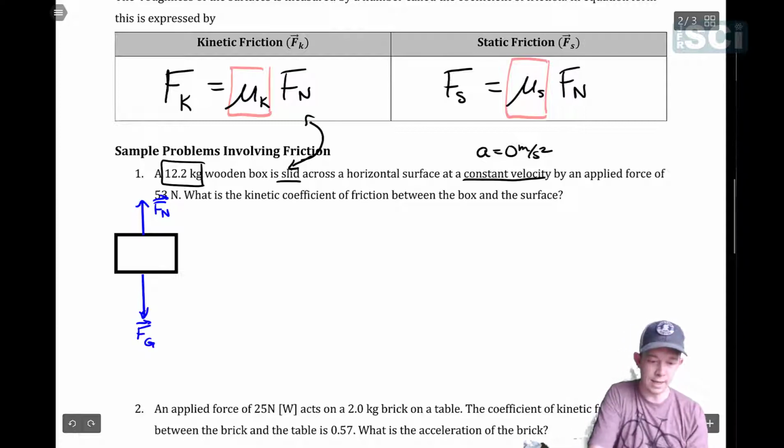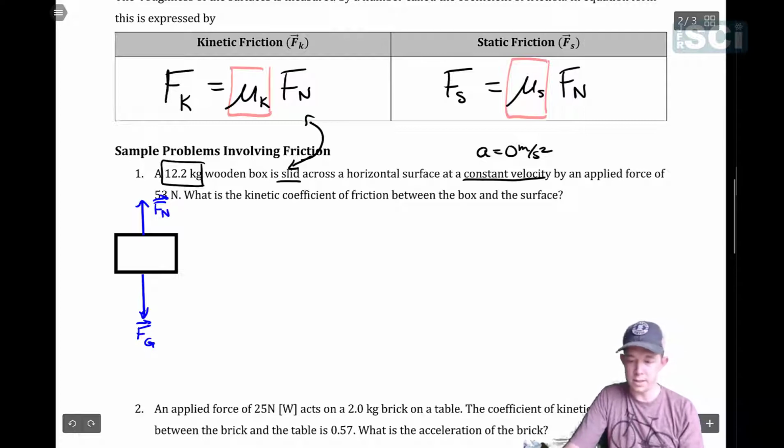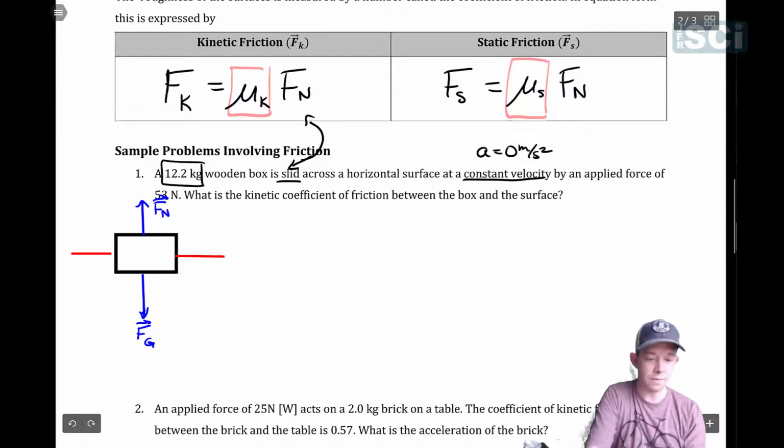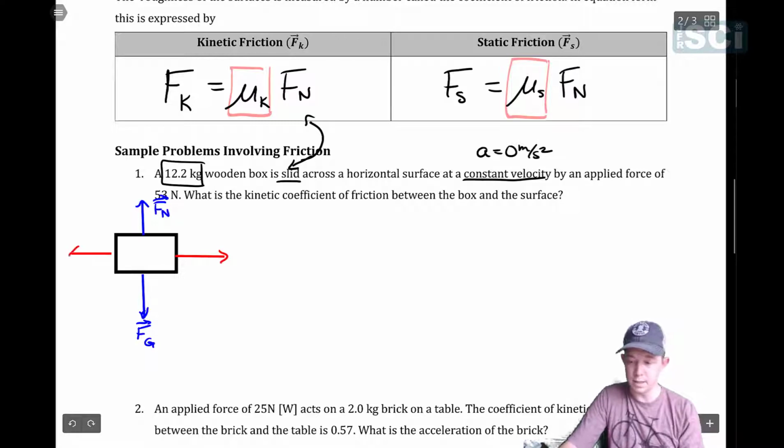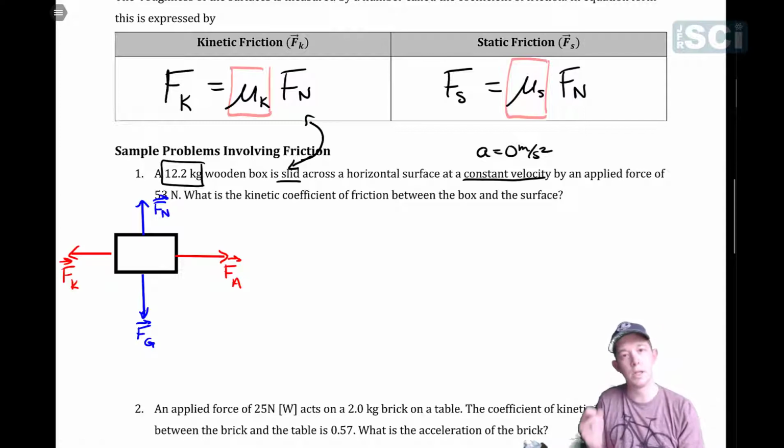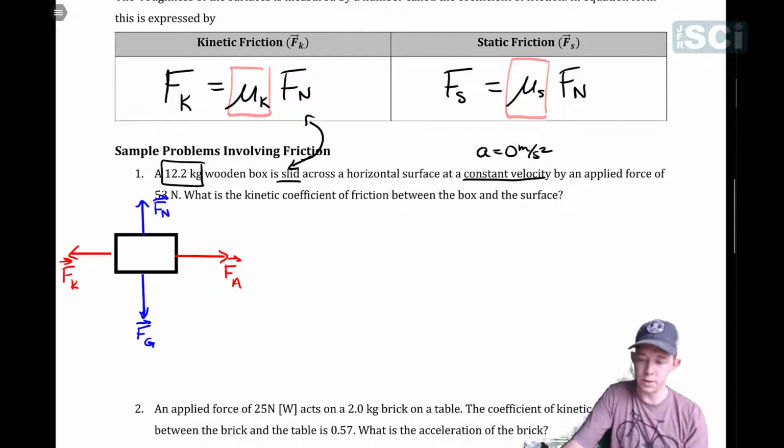And then I have an applied force. It doesn't tell us which direction, so I'm going to say my applied force is towards the right here, and my frictional force is towards the left. And those should be roughly the same length as well, because I have an acceleration of 0 in the x direction. And when it's sliding across the surface of the table, it's not accelerating. Okay, so there's my situation.